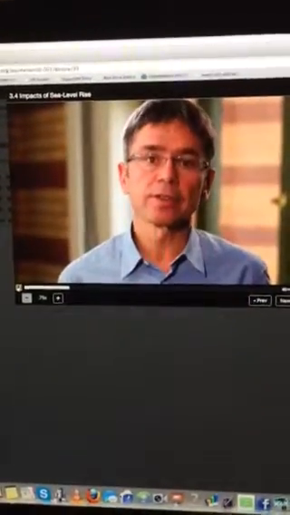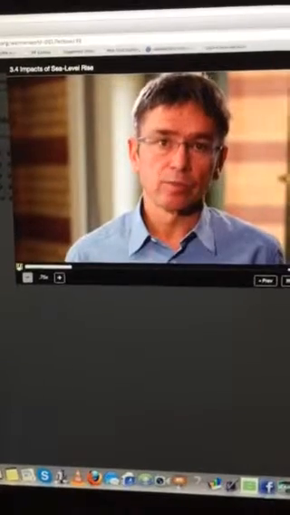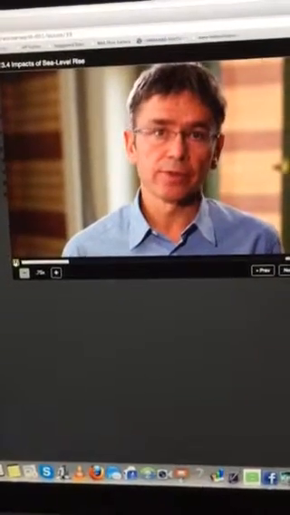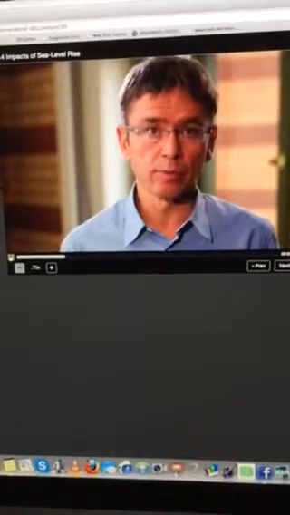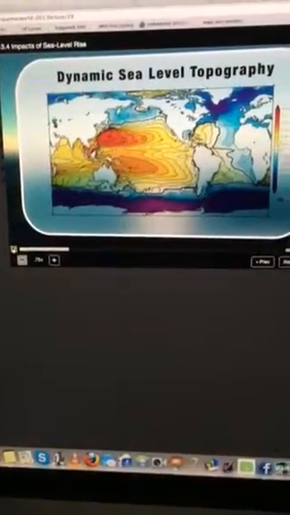But the sea surface is not flat. There are differences, and one of the main reasons for these regional differences is the ocean currents and the winds. And here we see a map of what is called by the experts the dynamic topography, which is the kind of sea surface slopes that are caused by the ocean currents, ocean circulation. And we see there are differences of up to ±1 meter here.